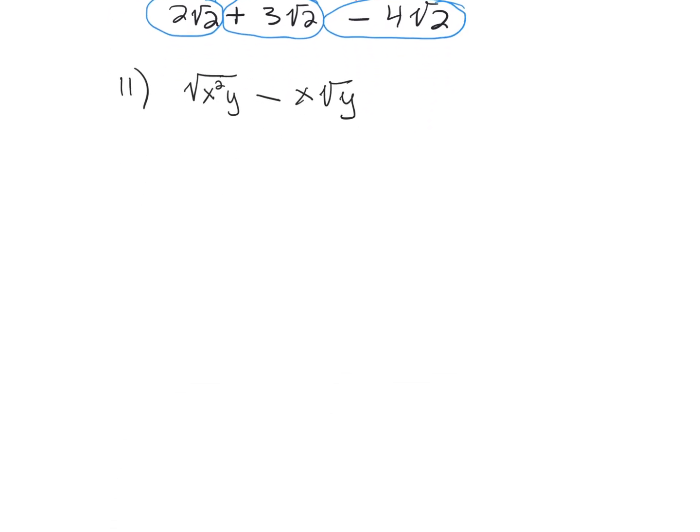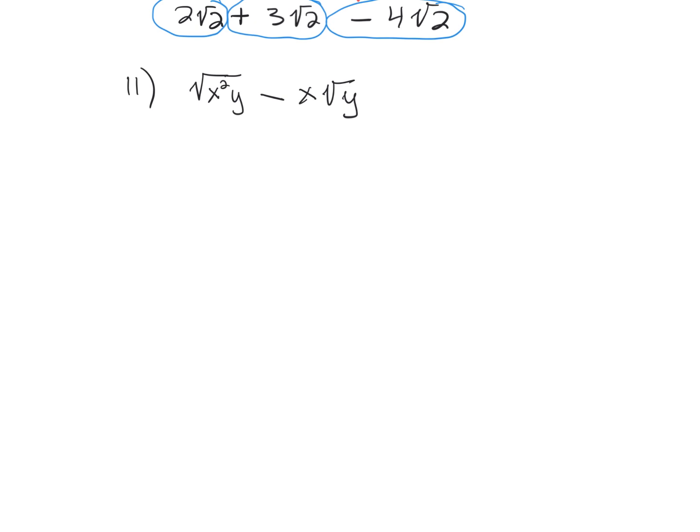Okay, for a problem like number 11 that's got variables, it does not change how we approach the problem. These cannot be combined because they're not like radicals, but this one can be simplified. If any of them can be simplified, that means we're going to draw the wall. So when I put my minus here, now I'm going to work on simplifying this.